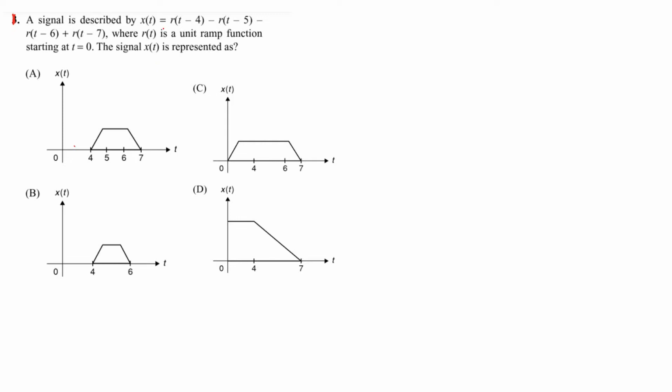Here I am going to find out what is the actual waveform for this given expression of the signal. The first step, I am going to write the same expression again. Put 1 dash and put r(t-4), then plus put 1 dash r(t-5), plus r(t-6), plus r(t-7).